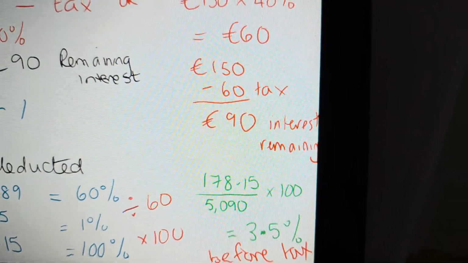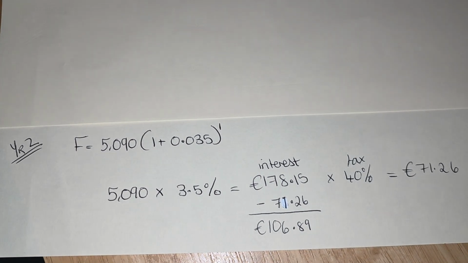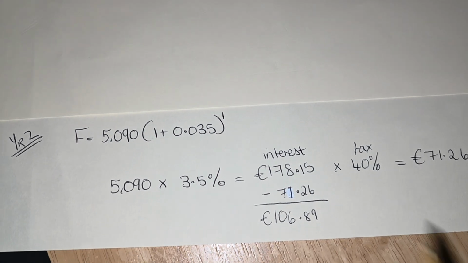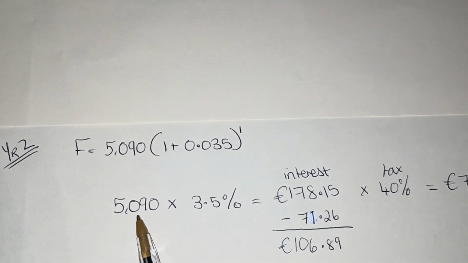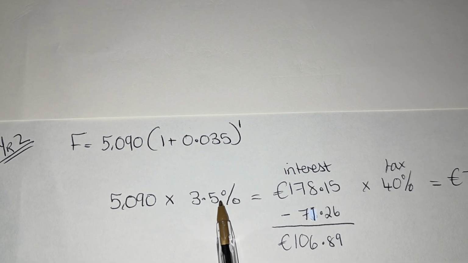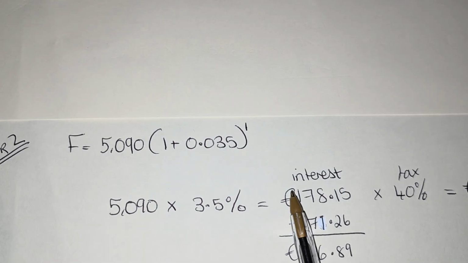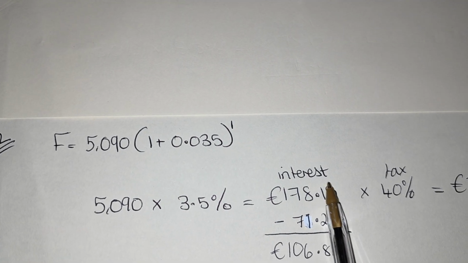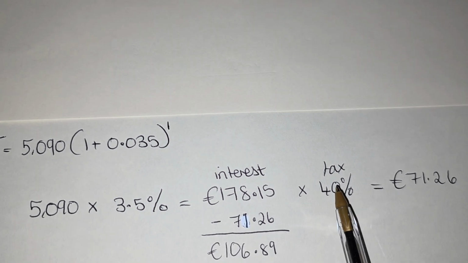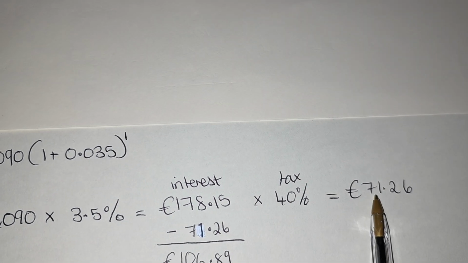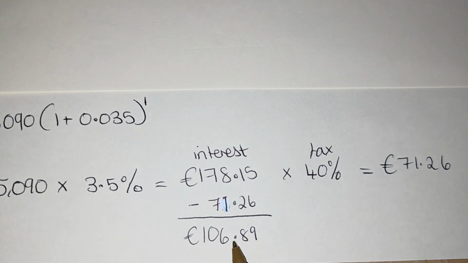Okay, so I'll just show how I check. For year 2, now that's the compound interest formula subbed into, but you could just do this instead. This is the value of his investment at the very start of year 2, because it came from the end of year 1. If I'm saying the interest rate for year 2 is 3.5%, get 3.5% of his investment. That gives me €178.15, which is the interest that he earned. He didn't get to keep all of that interest because the government taxed him. Get 40% of that figure, which is €71.26, and then remove the tax from the interest to see how much he actually got to keep.